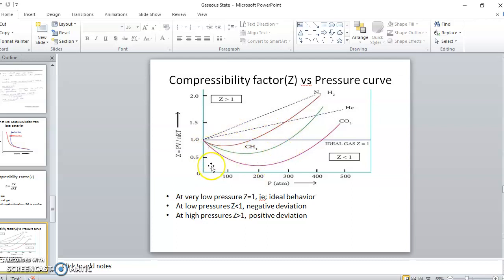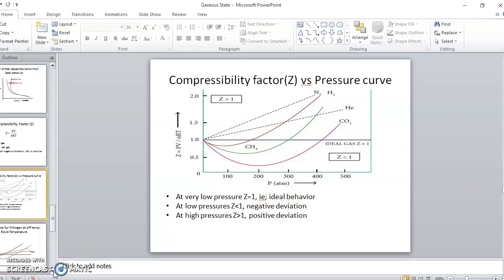Under very low pressure, the value of Z is equal to 1. But under low pressures, it shows negative deviation. The value of Z is less than 1, but at high pressures, the value of Z is greater than 1. And at very low pressure, Z equals 1, that is ideal behavior. At low pressures, that is here, the value of Z is less than 1, which means negative deviation. At high pressures, the value of Z is greater than 1, which means positive deviation. So this is the behavior.